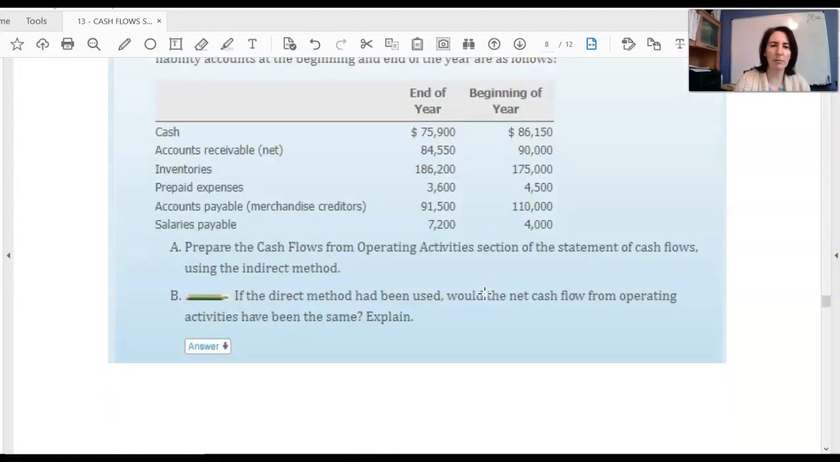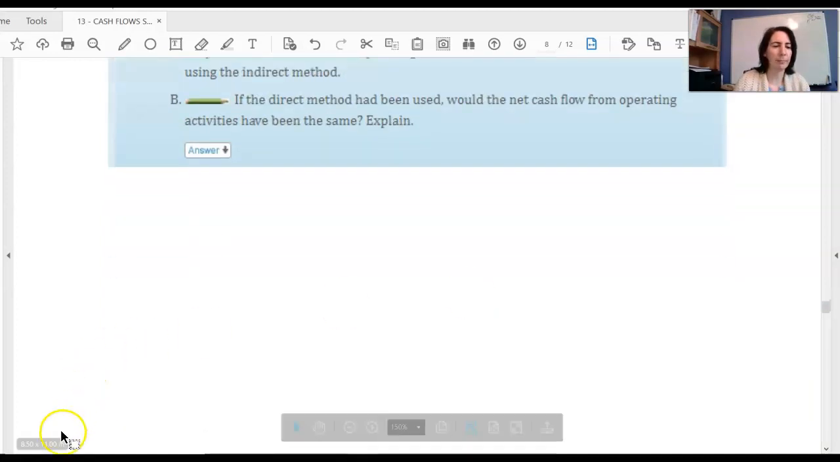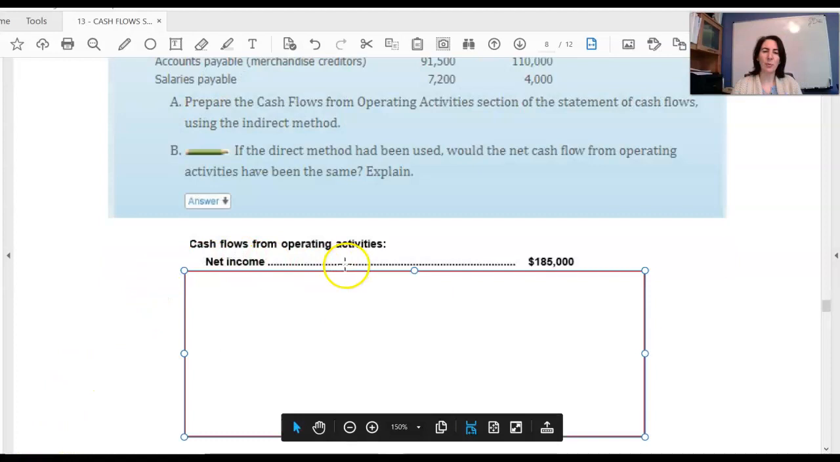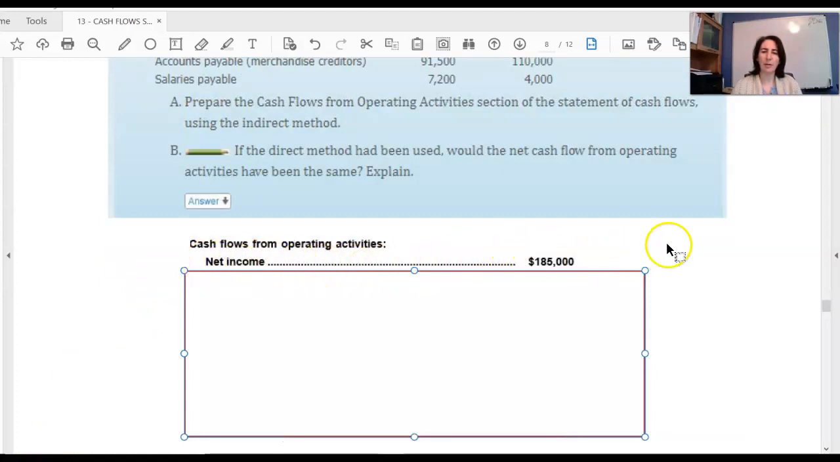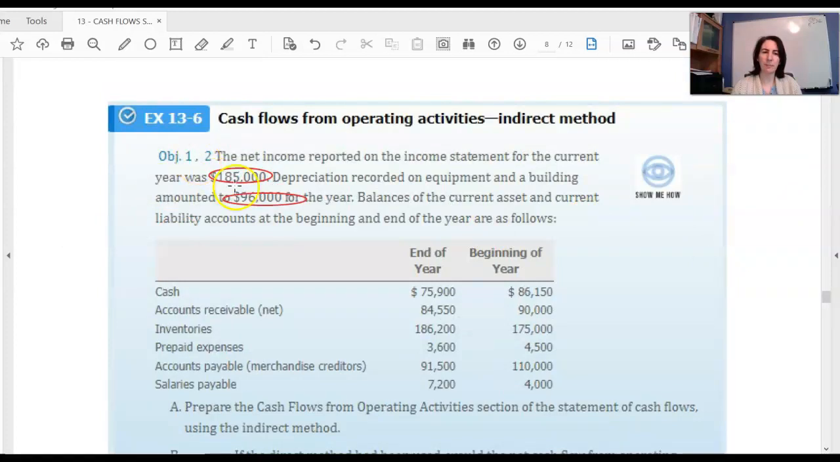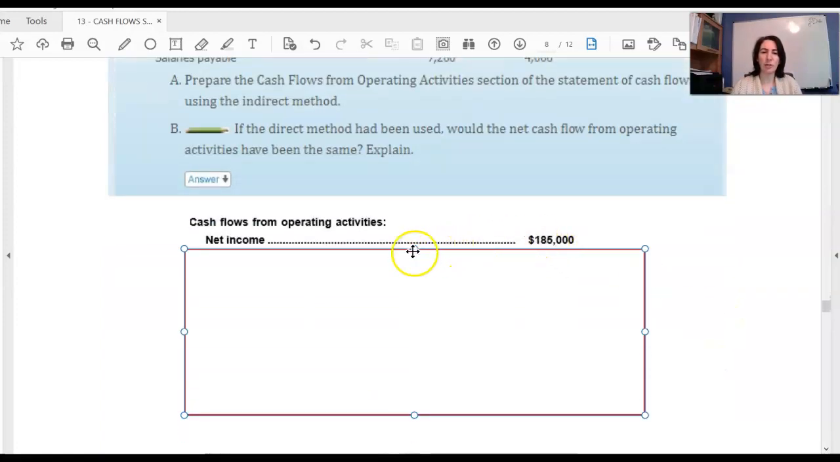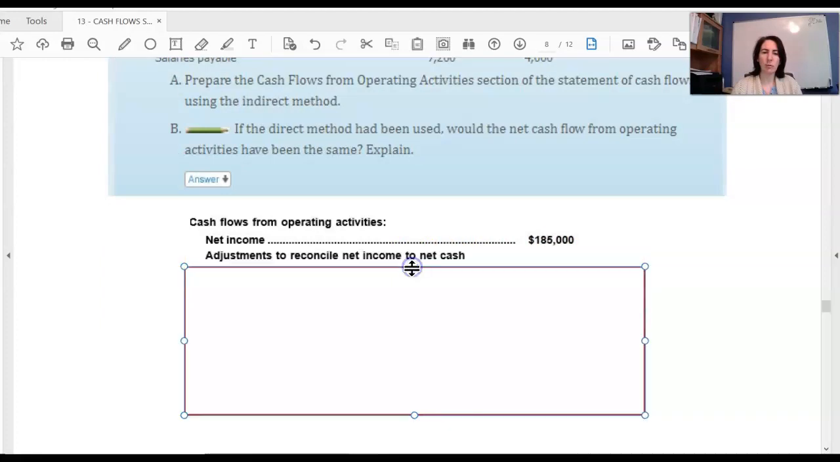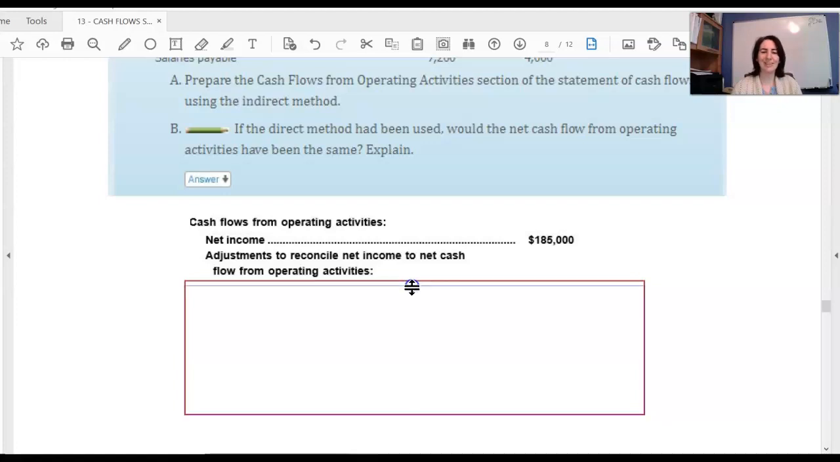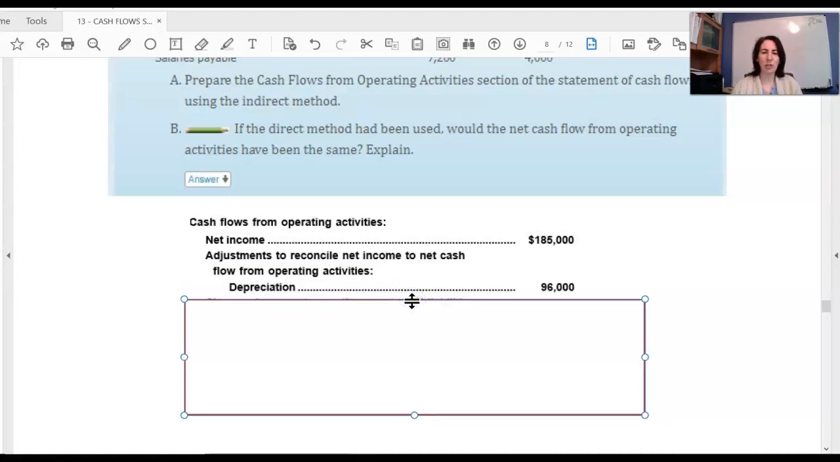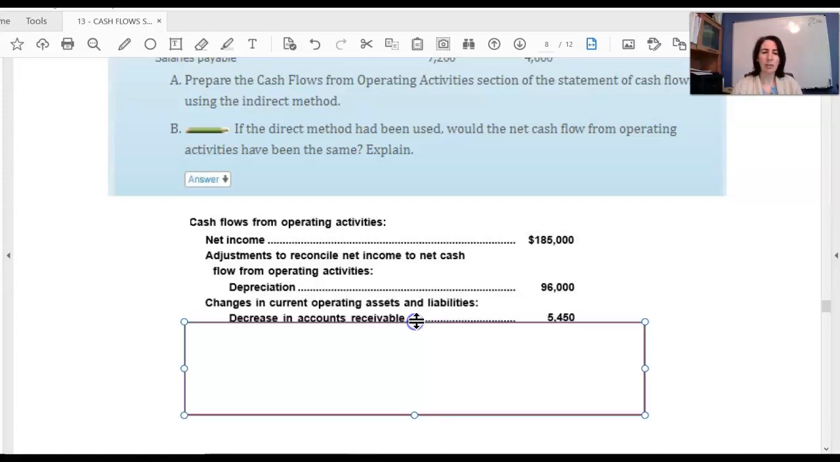Let's start getting the statement going before I get into that piece of it. We start off with that net income number of $185,000, which was from here. Then we add back the non-cash items, which is depreciation in this case. It could have been amortization as well, but they only told us about depreciation. So you have adjustments to reconcile net income to net cash flows from operating activities, and there's your depreciation. We're adding it back. If we had any gains or losses, which we don't in this problem, they would also be there.